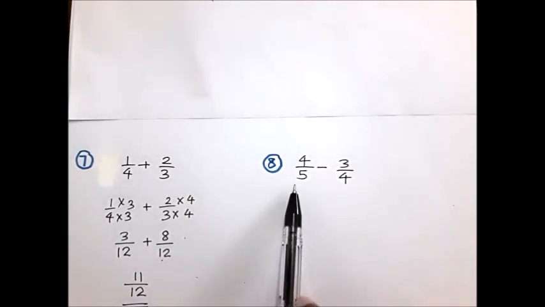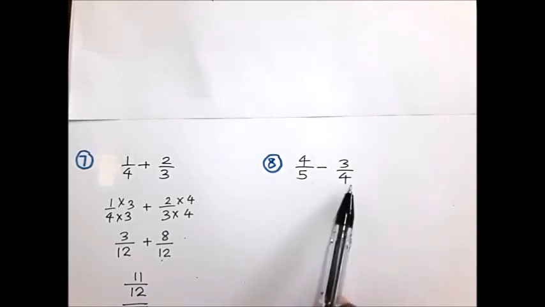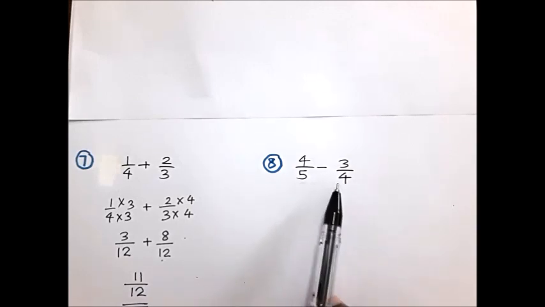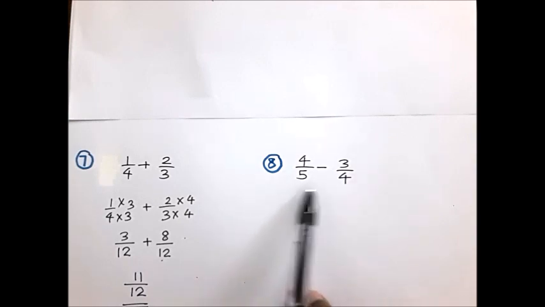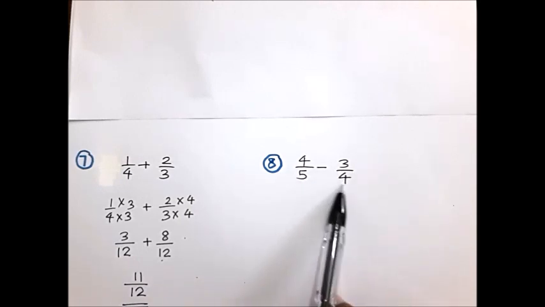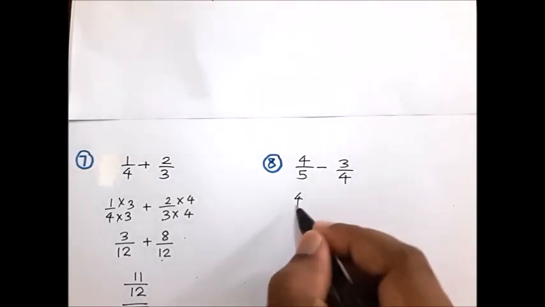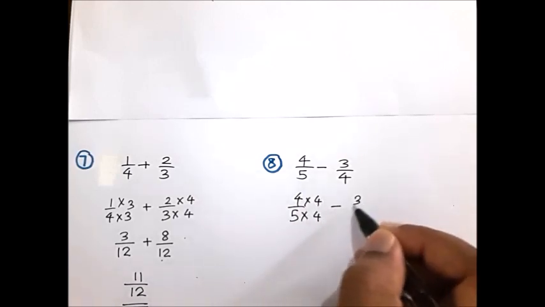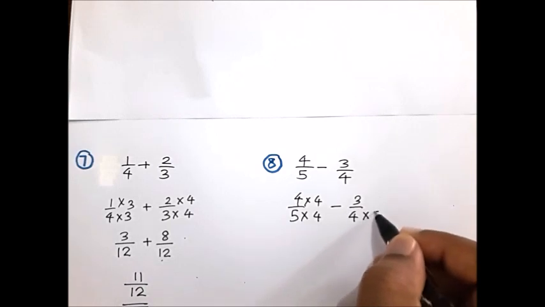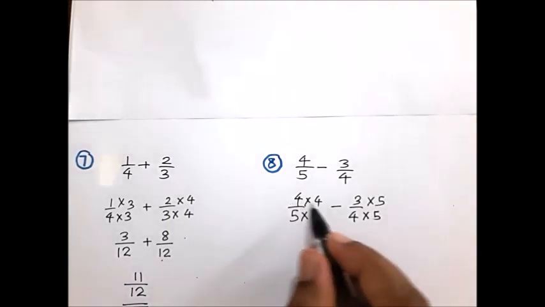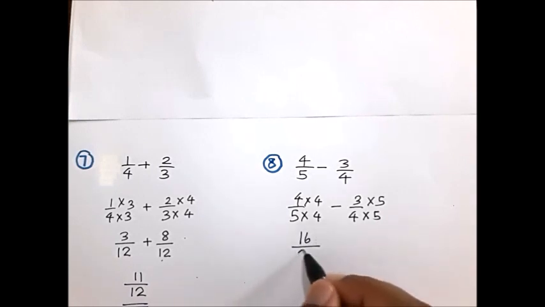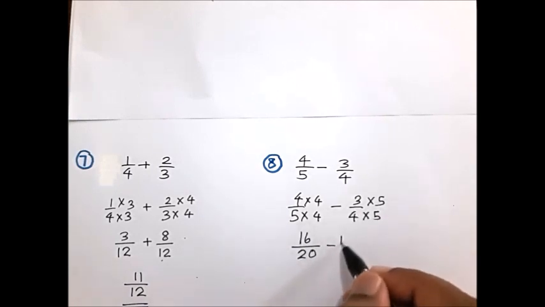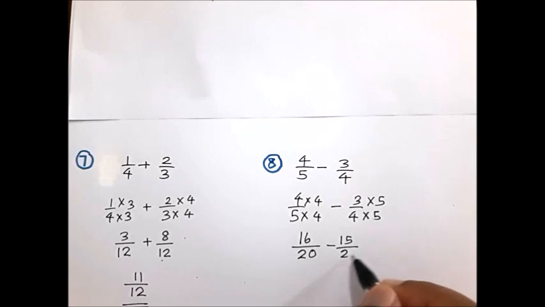Now in the 8th example, again different denominators 5 and 4. What is the smallest number? You can convert both. We can convert these two into 20. Multiply this one by 4 and multiply this one by 5. 4 over 5. Multiply both numerator and denominator by 4. 3 over 4. Multiply both numerator and denominator by 5. 4 multiplied by 4, 16. 5 multiplied by 4, 20. 3 multiplied by 5, 15. 4 multiplied by 5, 20.